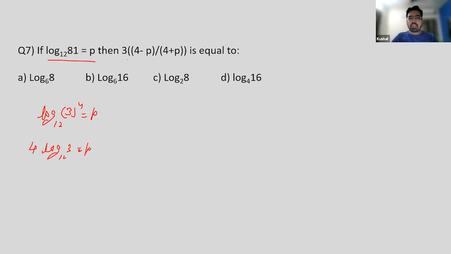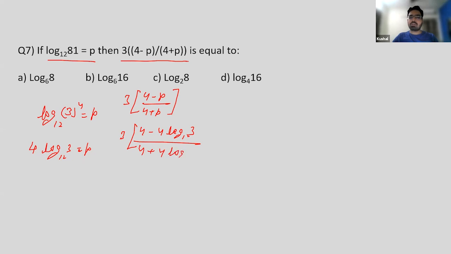That's it. Right. Now we need to find the value of this expression: 3 times (4 minus p) divided by (4 plus p). What is the value of p? 4 times log base 12 of 3. So 4 minus 4 times log base 12 of 3, and 4 plus 4 times log base 12 of 3. Correct? Take a 4 common and that will get cancelled out. So what we'll get is 3 times (1 minus log base 12 of 3) divided by (1 plus log base 12 of 3).